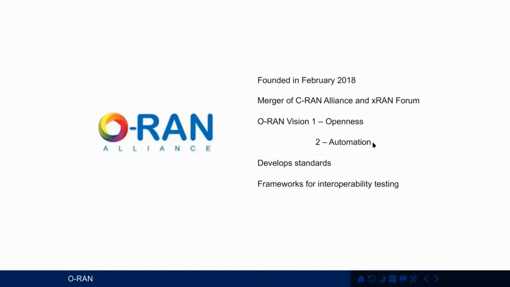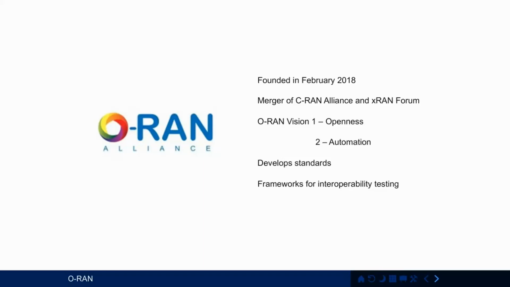The second vision is automation. Base stations and RANs are becoming increasingly complex, so we need to simplify the operations and maintenance, which in turn will reduce operational expenditure. So the idea is to actually embed artificial intelligence into the RAN and use machine learning algorithms so that the RAN itself can monitor itself and actually self-optimize. The ORAN Alliance are responsible for developing standards, and they've also got a framework for interoperability testing, and they do work closely with TIP.